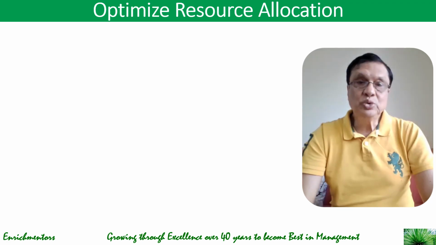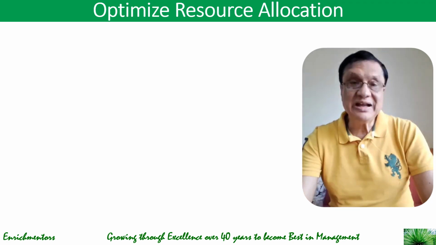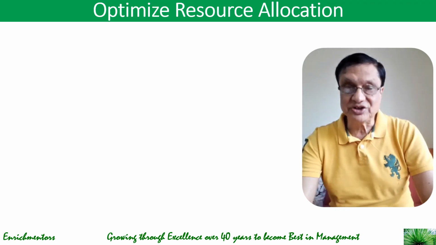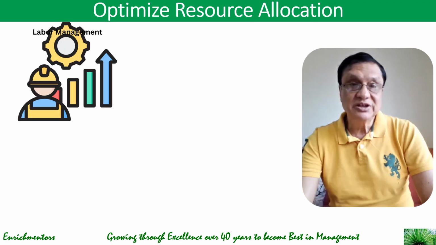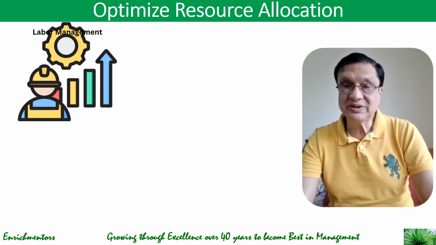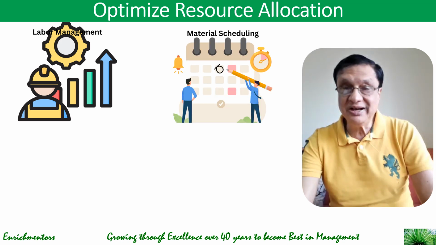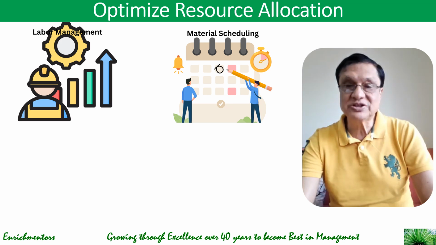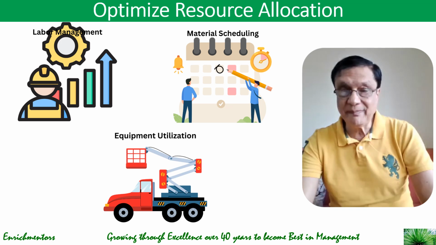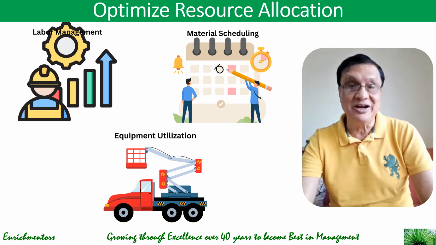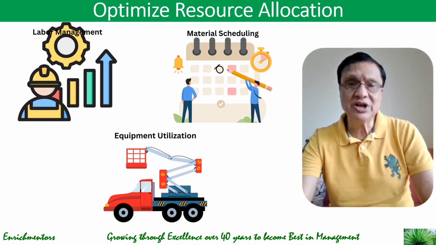Another thing you need to do to deliver the project on time is to optimize resource allocation, across three key resources. For labor management, ensure sufficient skilled labor is assigned for each phase, and rotate teams to maintain productivity and avoid burnout. Synchronize material delivery with project timelines to prevent shortages or stockpiling, and schedule shared equipment to avoid conflicts and idle time. So that's how you can optimize resource allocation.